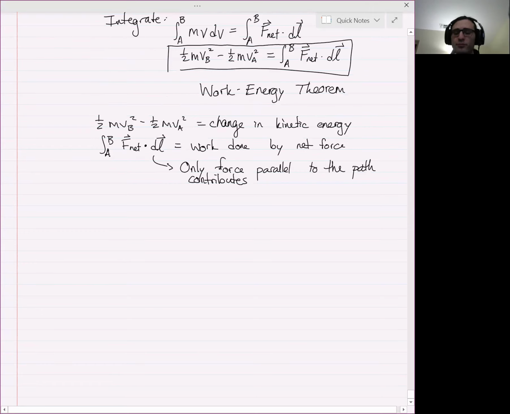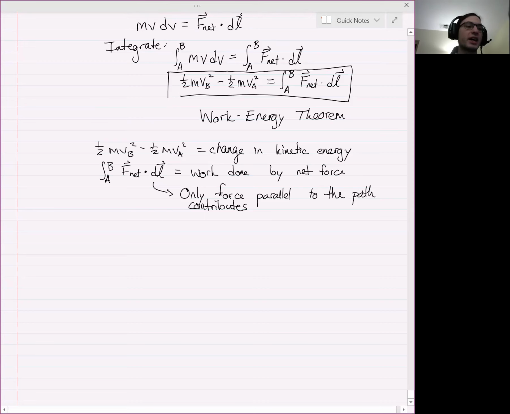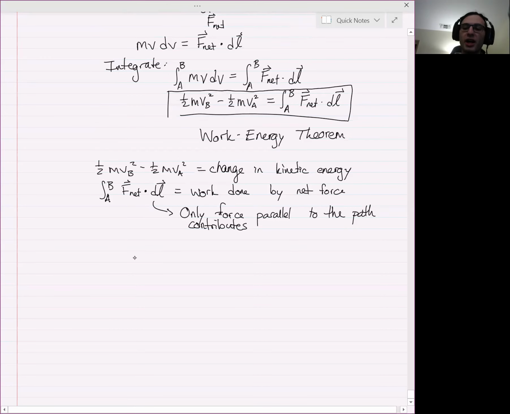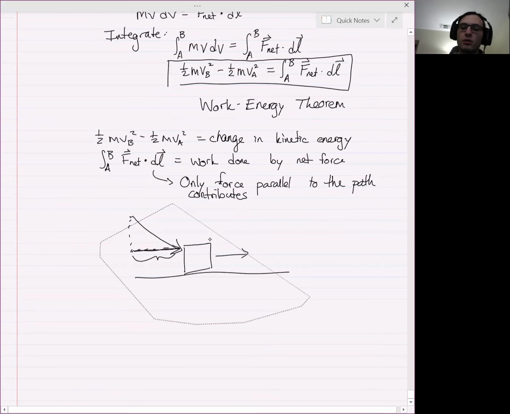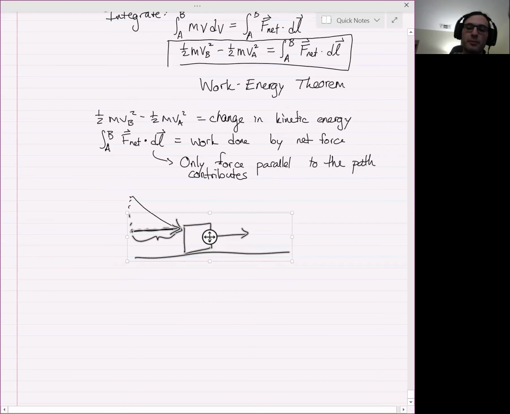Anyway, the point is that if I'm pushing on a block, let's say I'm pushing on a block down and to the right, and it's moving horizontally, only the component of the force that was actually to the right matters. Only this part actually contributes to the work. It doesn't matter how hard I push down because that's not going to do any work because the block's not moving in that direction anyway.